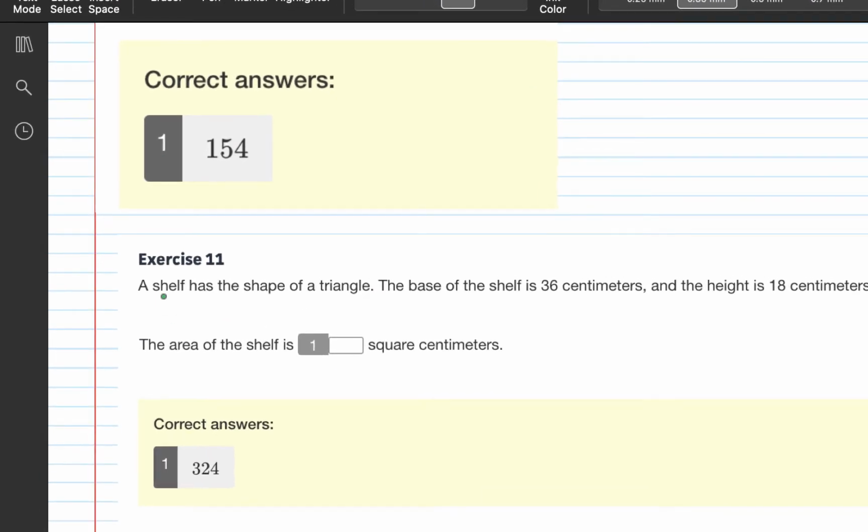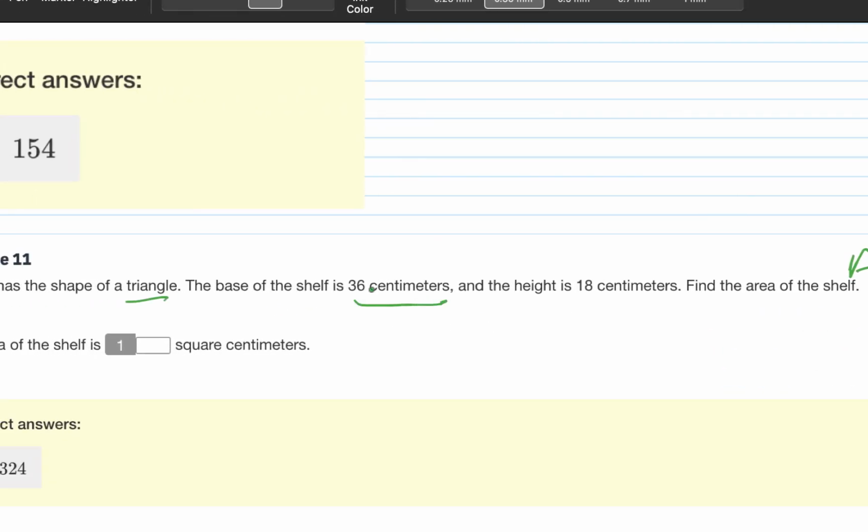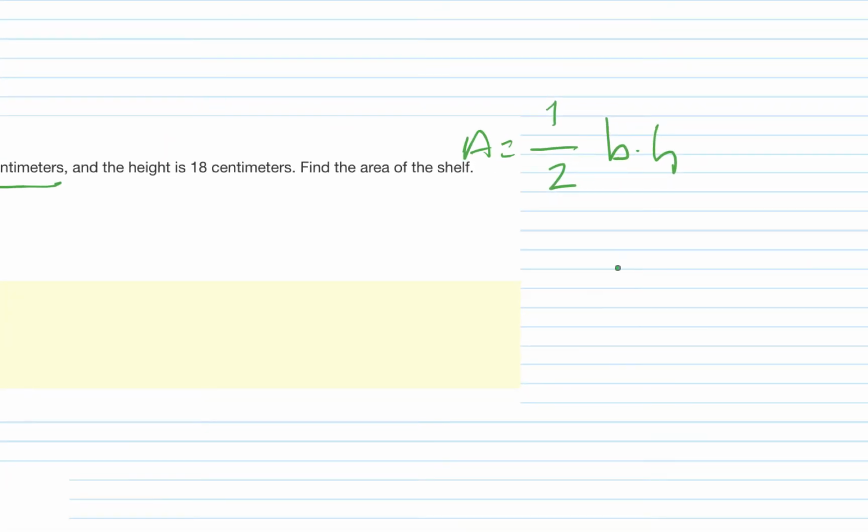Find the area of a shelf that's in the shape of a triangle, so you know automatically, right, that you're gonna do 1/2 base times height, and just plug in the numbers that it gives you. So the base is 36 and the height is 18, and I know that I'm gonna have to also multiply by 1/2 too.